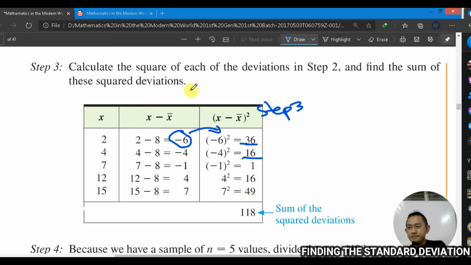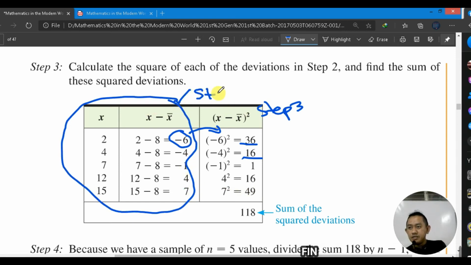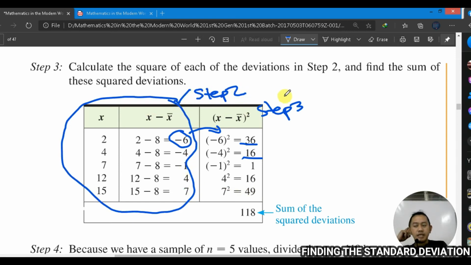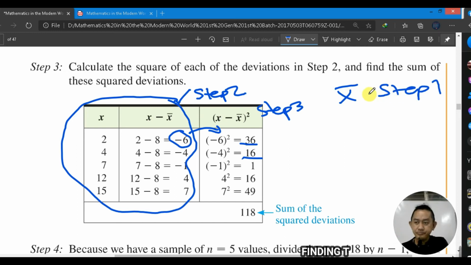Mao ni ang katong ginabuhat diri again, mao ni ang imuhang step 2. Ang step 1 is ang katong pagpangita sa mean. Mao ang x bar, mao ang x1. Now, ang step 4, so sum pa daw nang kulang. Find the sum of the square deviation. So find the sum meaning imo pa ning i-add.